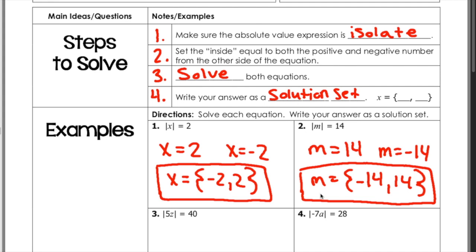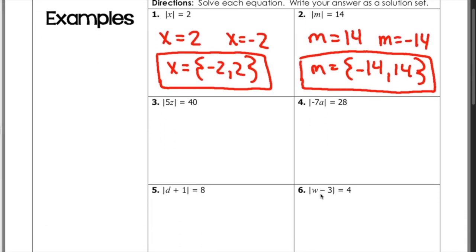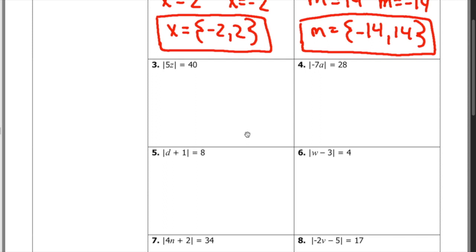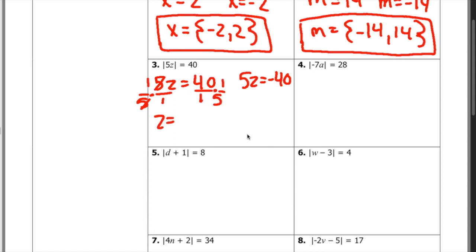All right, number 3 is where you're going to start to see how we solve these when we have more than just the variable and the absolute value bracket. So inside the absolute value, we have 5z. So I'm going to isolate that, and I'm going to set it equal to 40, like what we have. But then I also have to set it equal to negative 40 over here. So I'm going to start with 5z equals 40. This is just a one-step equation. You guys are pros at solving these. So I'm going to multiply by my reciprocal. I get z equals, multiply by 1 over 5 here, and z equals 8. Well, when I do this on the other side and I multiply by 1/5, cancels out, we get z equals negative 8.